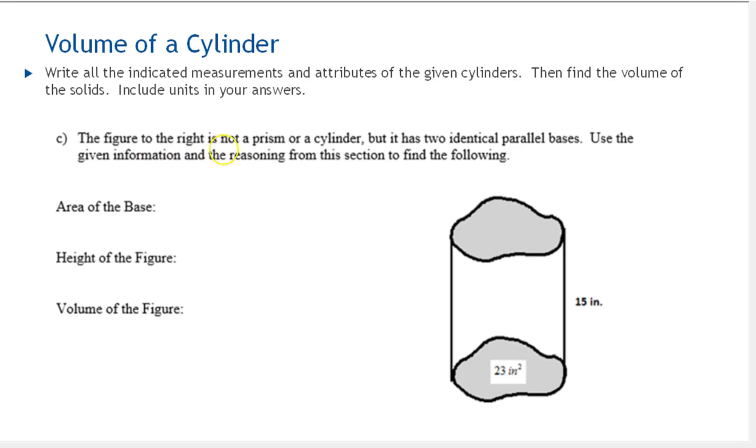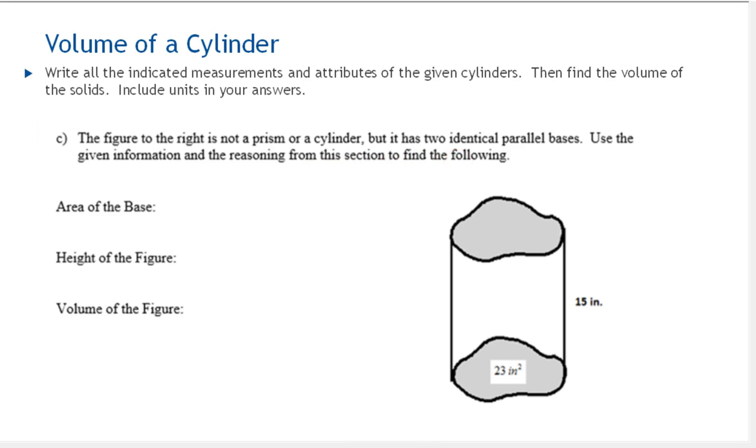The figure to the right is not a prism or a cylinder. A prism is an object where the top and the bottom are polygons, so the sides are lines, and then they go straight down. With a cylinder, we have circles for the parallel bases. But this picture right here has two identical parallel bases, so it has that property. Use the given information and the reasoning from this section to find the following.